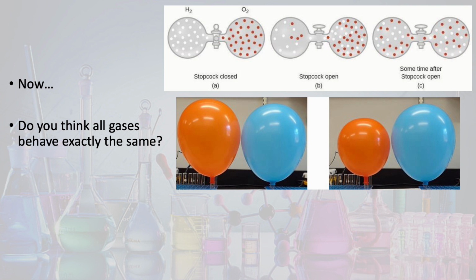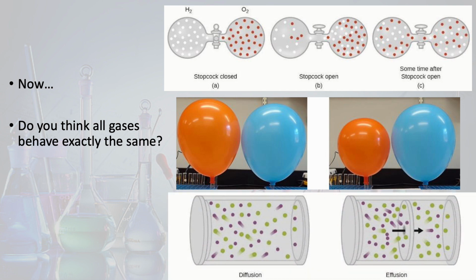Here we have two different balloons, right? One balloon is full of helium gas and the other is full of nitrogen gas. If you see our before picture on the left versus our after picture on the right, we see that the helium balloon has shrunk. That's because the helium, which is much smaller than nitrogen, is bouncing around and finding its way out through the membrane of that balloon.